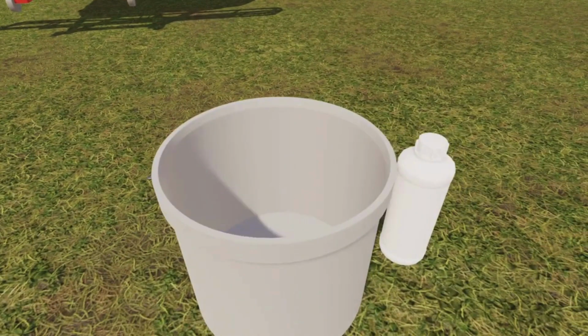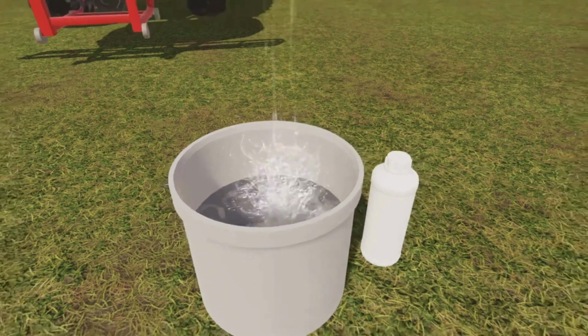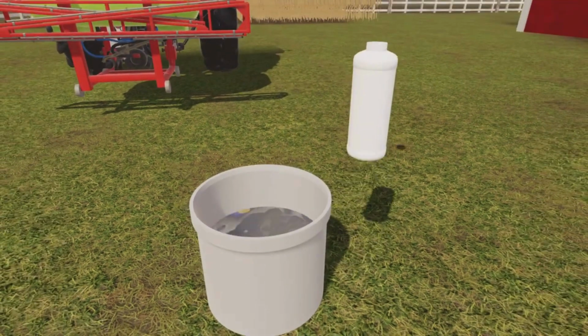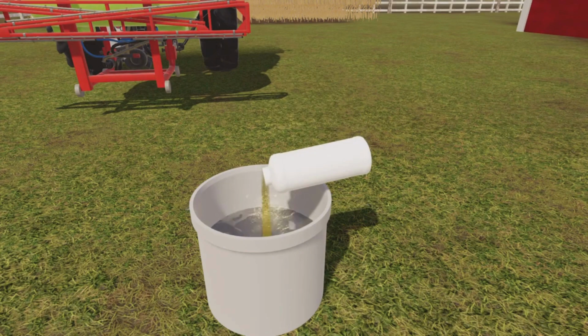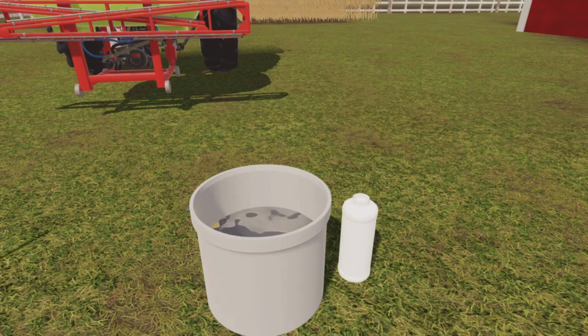Preparing and filling the chemical. Mix the chemical in the recommended doses and proportions as per the manufacturer's instructions, with the appropriate amount of water. The dosage is usually calculated based on the recommended amount per hectare. The mixture is usually prepared in a pre-mixing tank or a separate container.